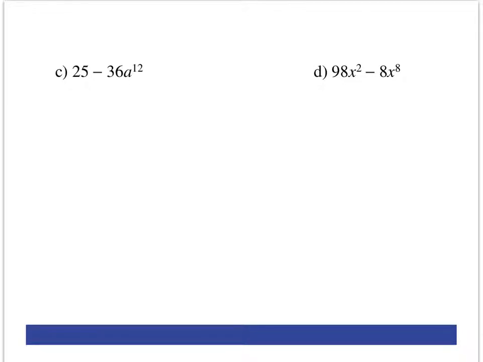25 minus 36a to the 12th. They do factor. But what do you think you need to do first? Is there a GCF? Because I keep forgetting to ask you that. There's not one here. So we have 5. The square root of 25 is 5. The square root of 36a to the 12th is going to be 6a to the 6th. So one's going to be plus, and one is going to be minus.